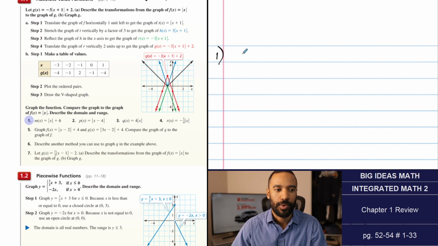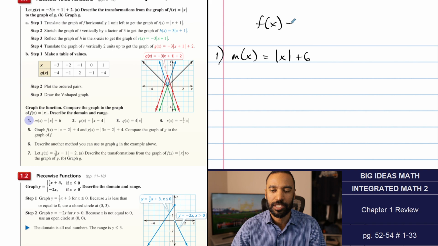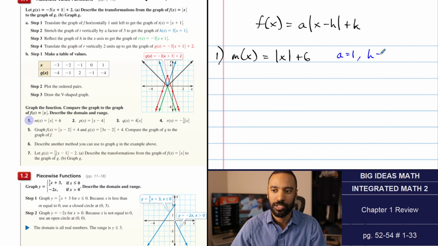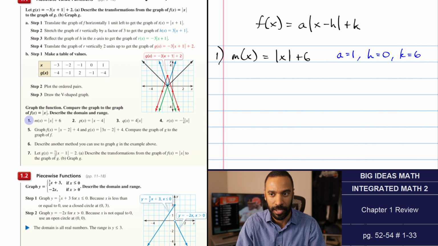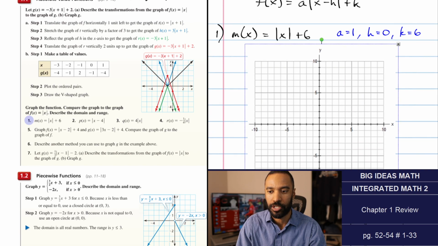So on number 1, we have m of x equals absolute value of x plus 6. Now when you refer to that, once again, this vertex form of an absolute value function, I want to identify what a, h, and k are, and that will allow me to graph this in general. A still seems to be 1 based on what we've looked at. H looks like it's 0, x minus 0 is going on, and k is 6. The only transformation that appears to be happening is we are translating 6 units upward from the original graph.